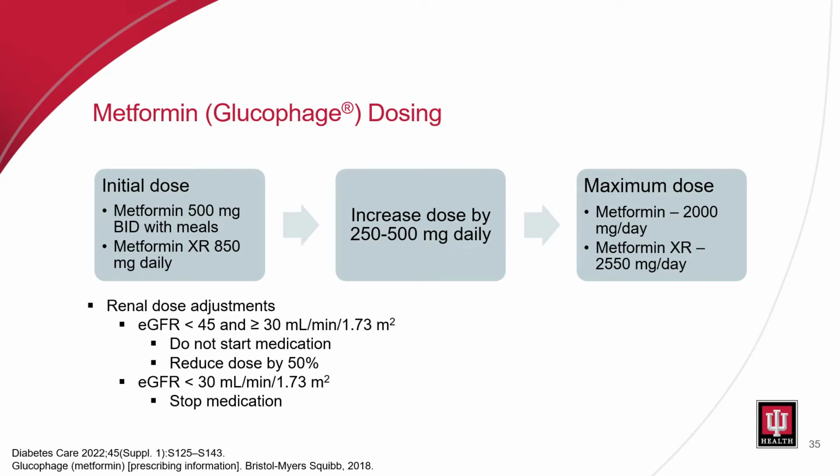So for an eGFR of less than 45, but still greater than that contraindicated value of 30 mL per minute per 1.73 meters squared, if the patient is not already on metformin, maybe that's a new diagnosis, we wouldn't start the medication. However, if they are already established on metformin therapy, we would reduce that by 50% of what they're already taking. And then, of course, if eGFR drops below 30 mL per minute per 1.73 meters squared, even if the patient is already established on therapy, we would want to go ahead and stop the medication.